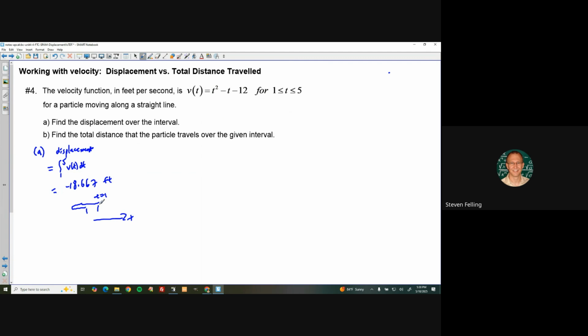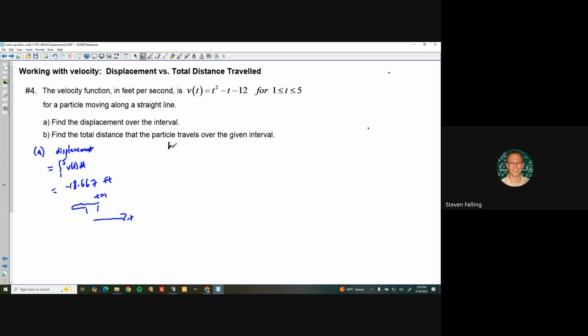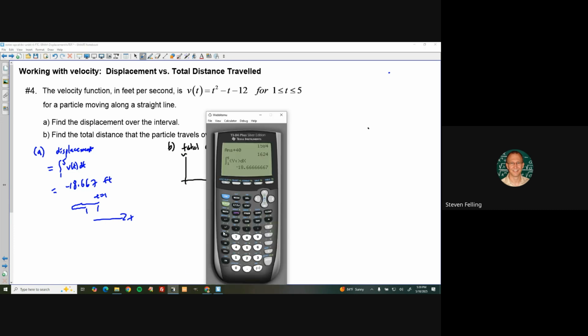What is the distance away from the start that we ended up? Okay, for the other one, total distance traveled, there's two ways we could do this. We're going to have to be cognizant of where the function velocity is positive and negative. So let's graph that function in our calculator. We'll graph from 1 to 5. And then let's graph it.